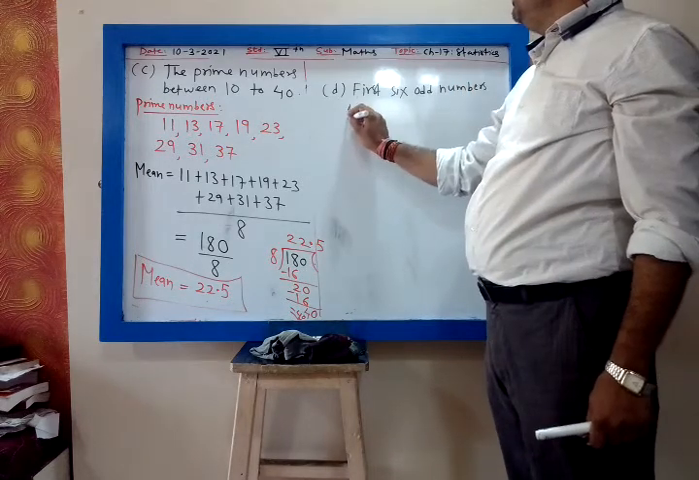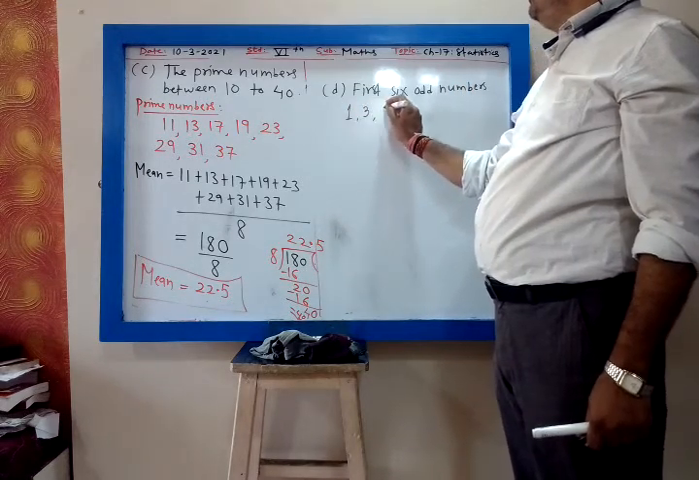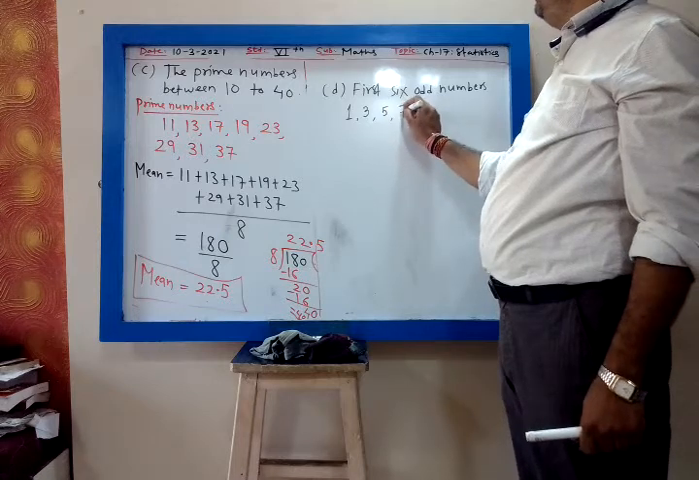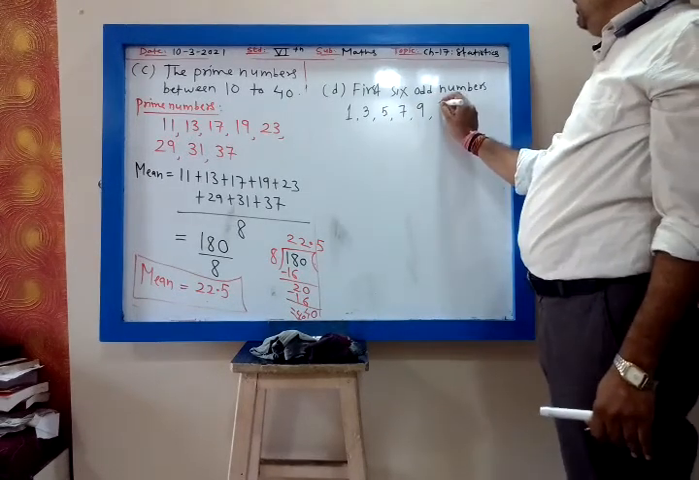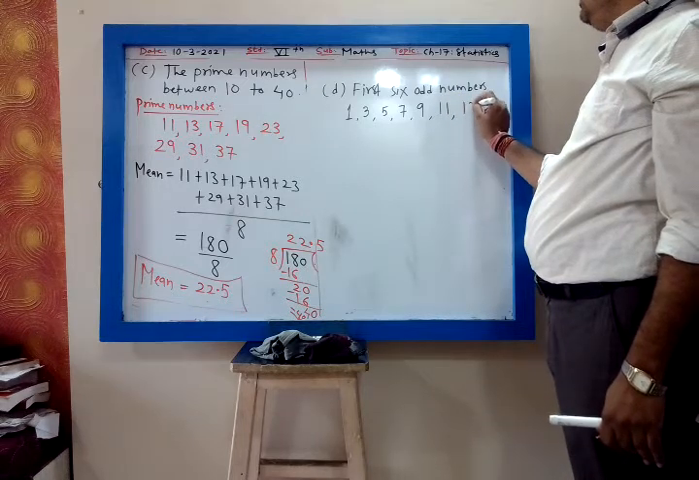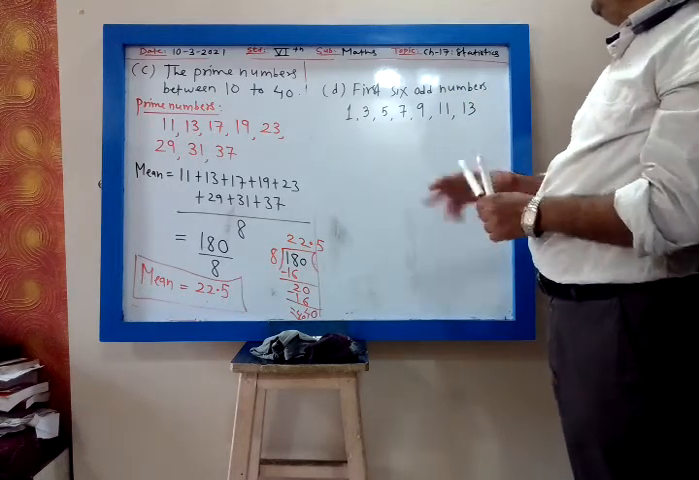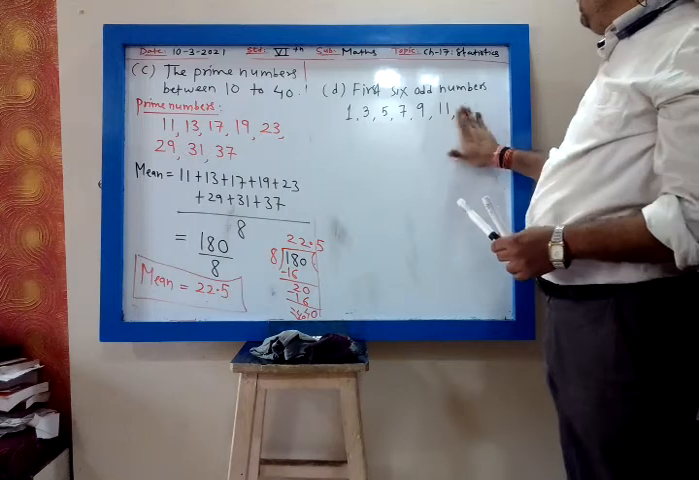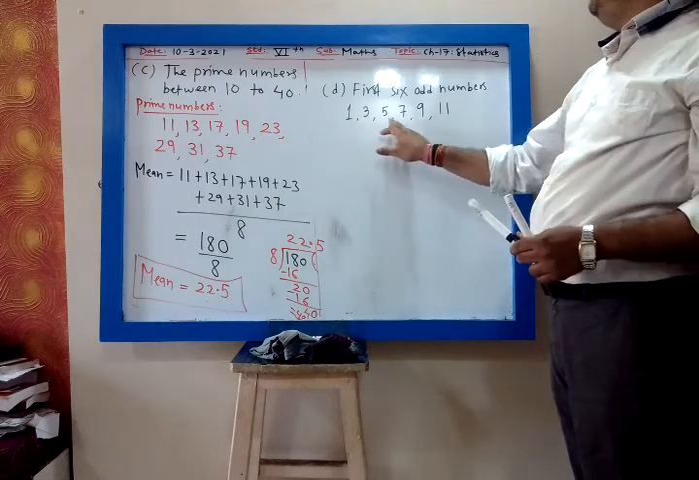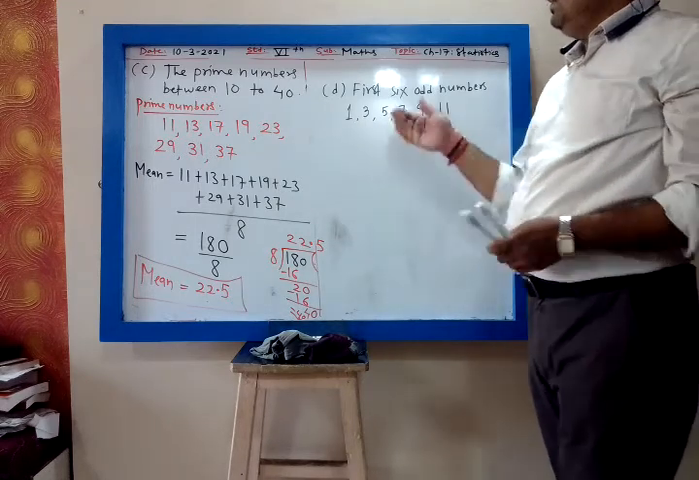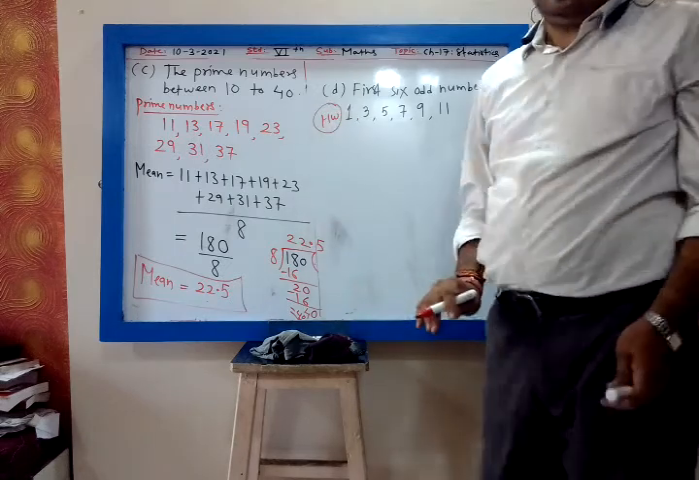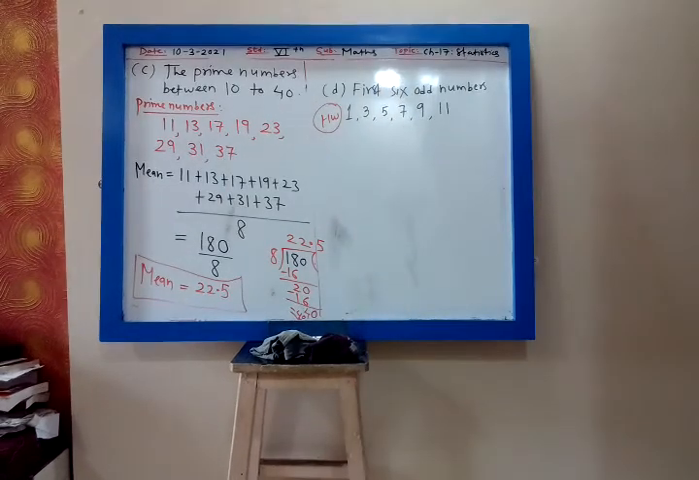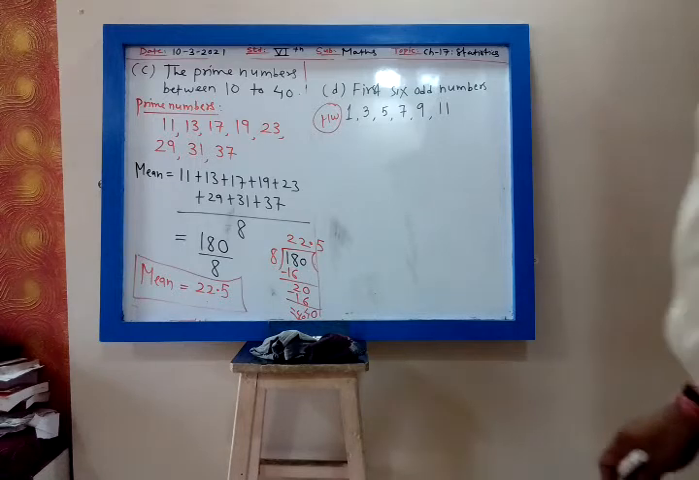My dear, odd numbers are 1, then 3, 5, 7, 9, then 11, then 13. We want 6 odd numbers. Only 6. 1, 2, 3, 4, 5, 6. Okay. Then you can find mean. You add all the numbers, divide by 6. You will get mean value.